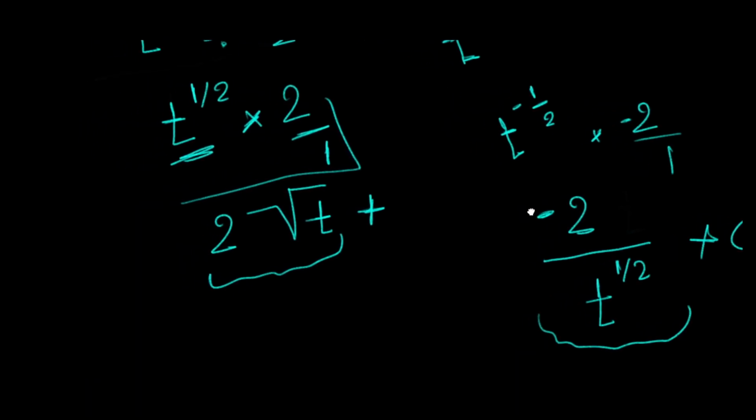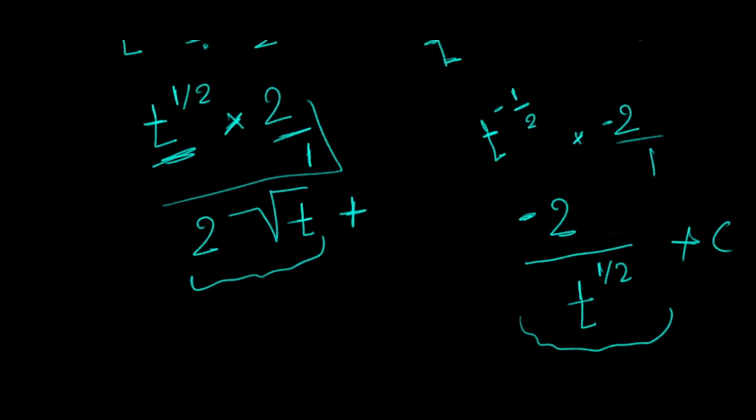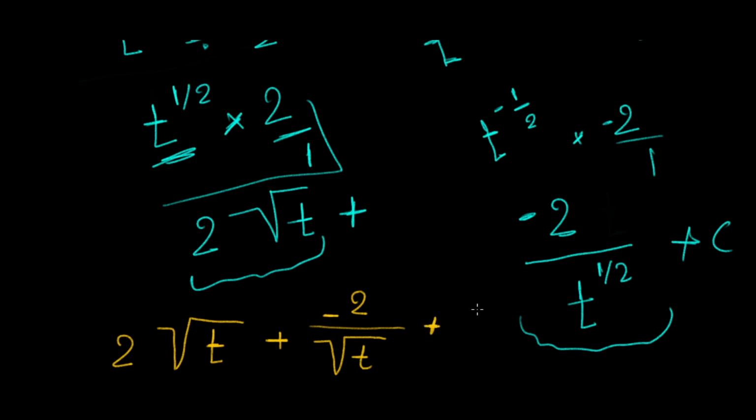Let's rewrite it over here on the left side. Actually, we have some space to write our final answer. So our final answer will be 2 square root of t plus negative 2 over square root of t plus c. And this is how to solve today's integral.